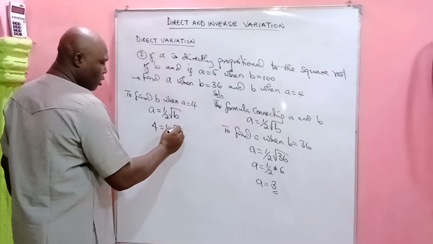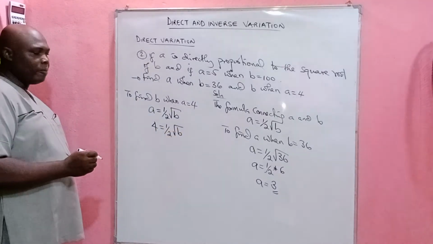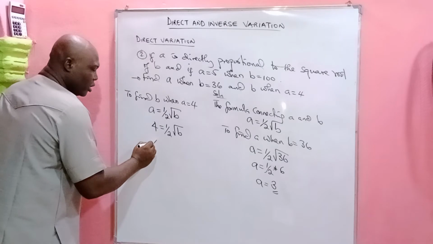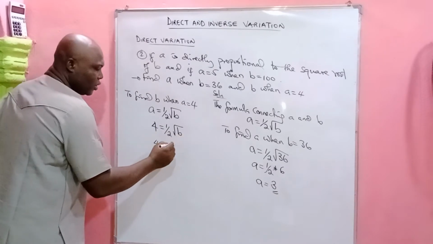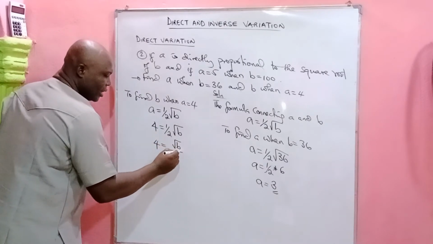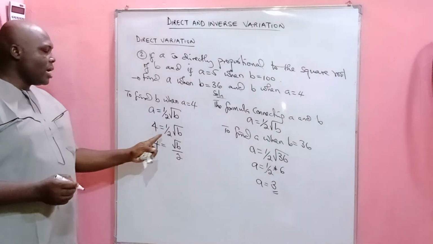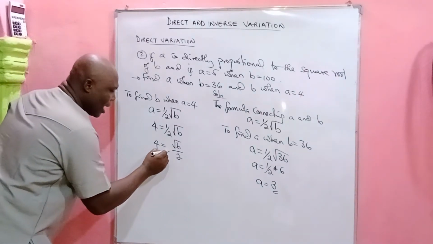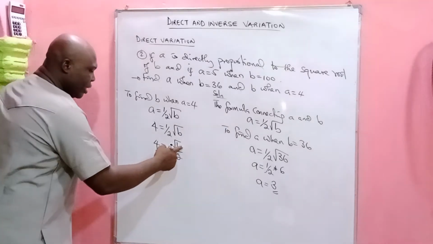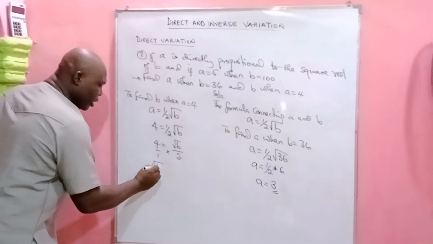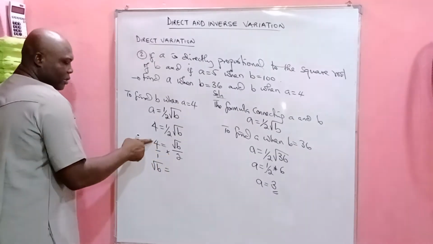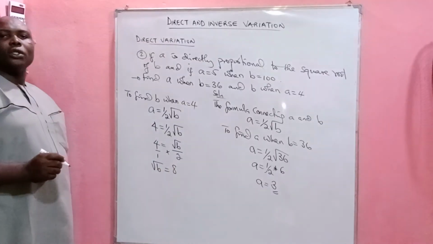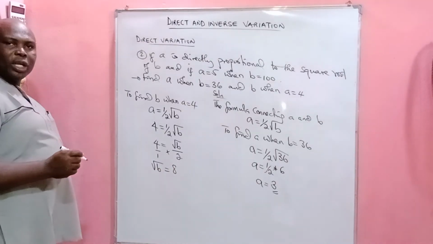The square root of B. We want to find the value of B. So this will give us 4 is equal to half of root B, which is root B divided by 2. That's what it means. So we make this over 1 and cross multiply. Root B times 1 will give us root B, is equal to 2 times 4, which will give us 8. So we've gotten our root B to be 8.